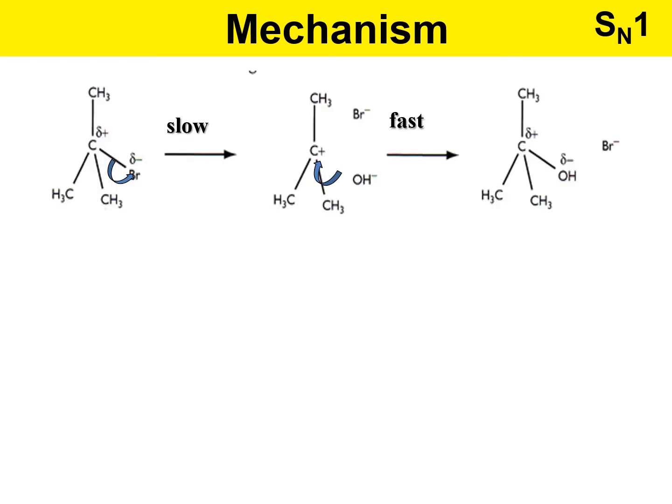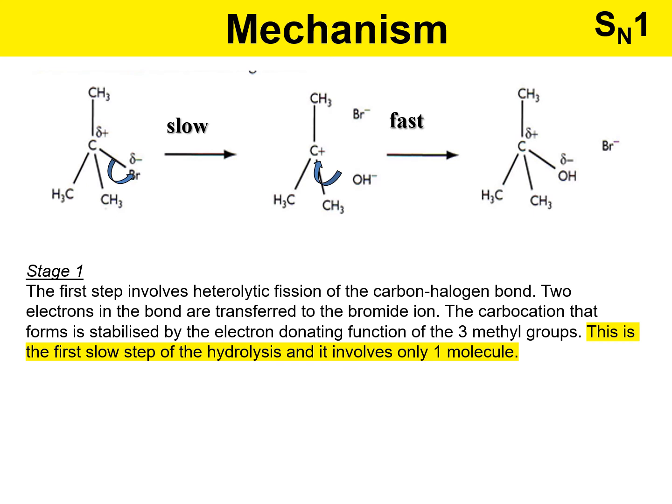We are now going to look at the SN1 mechanism, which occurs in tertiary halogenoalkanes. In the first step, there is heterolytic fission of the carbon-halogen bond. Two electrons in the bond are transferred to the bromide ion, and a carbocation is formed. The carbocation is stabilized because we have 3 methyl groups donating electrons to the positive carbon. This first slow step of the hydrolysis only involves one molecule.